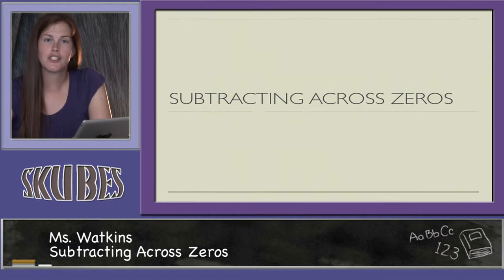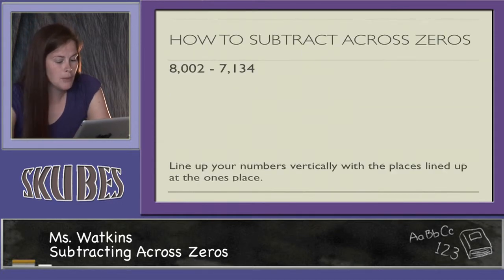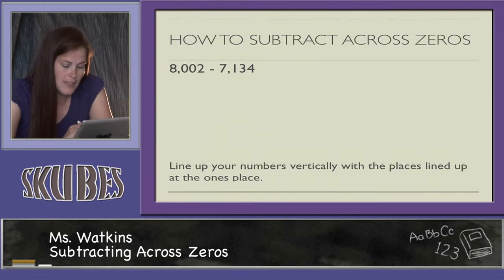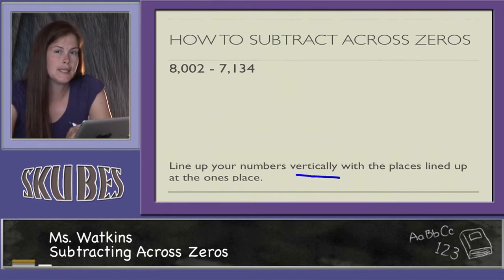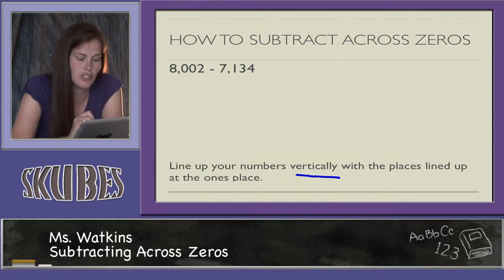Welcome to our lesson on subtracting across zeros. How to subtract across zeros. It's important that you line up your numbers vertically with the places lined up at the ones place. And remember, with subtraction, it's important to keep the numbers in the order that they are already in. You cannot change it with subtraction.